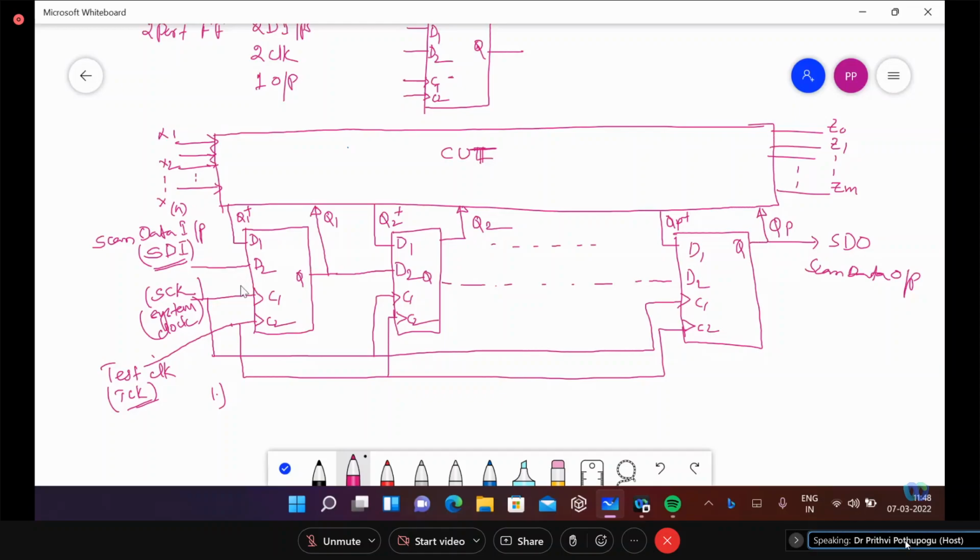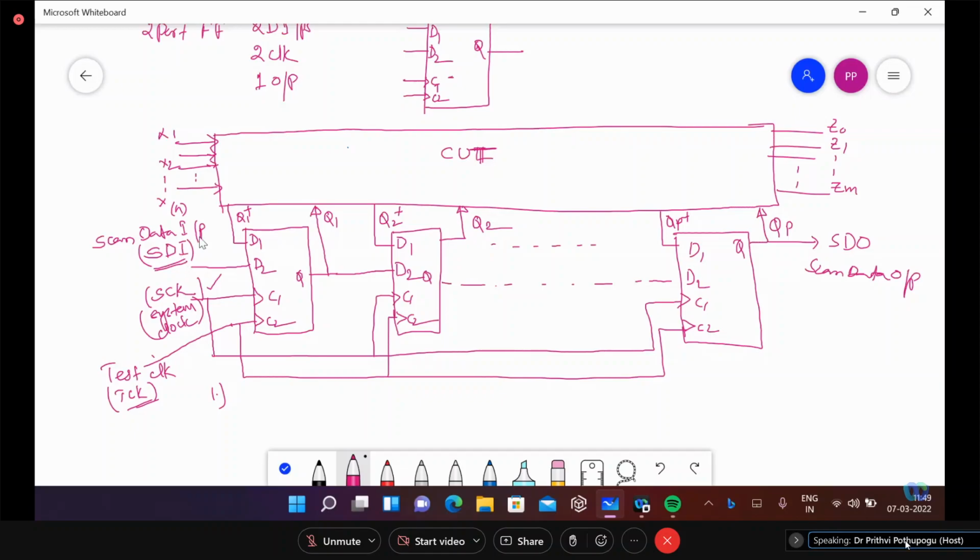Next, what do you do? Apply one SCK, that is system clock. When you are applying the system clock, the updation of these Qs happens from the circuit response. That means this Q plus will be updated when you update through the system clock.